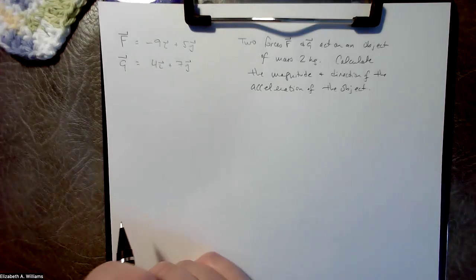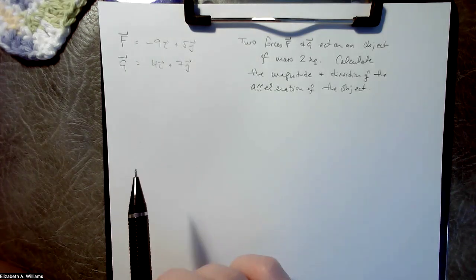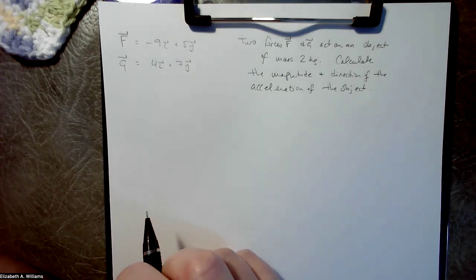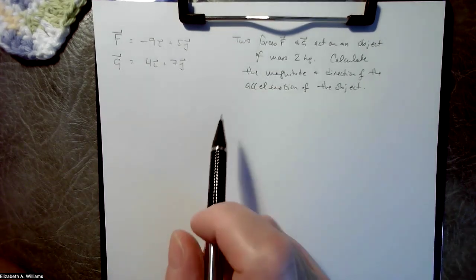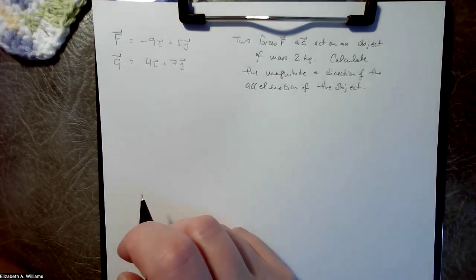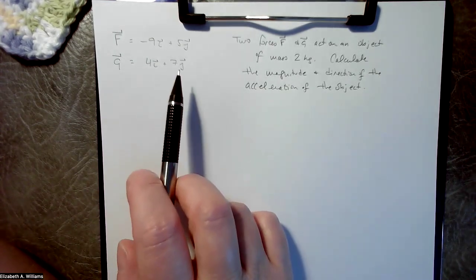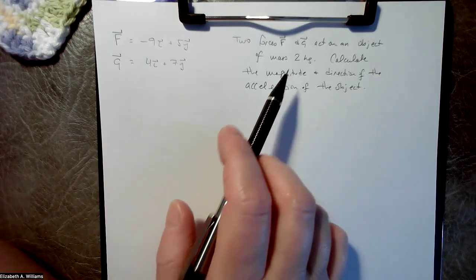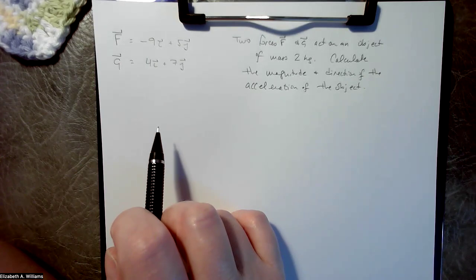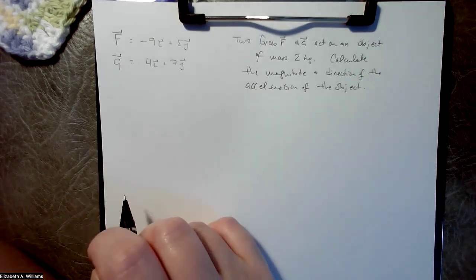Yeah, this is a short video to talk about what to do with forces in a mechanics context. This is an abbreviated conversation just to talk about how you deal with resultant forces and acceleration. So here's an example. Suppose you have two forces F and G that are acting on some object that has mass 2 kilograms. Calculate the magnitude and the direction of the acceleration of the object.